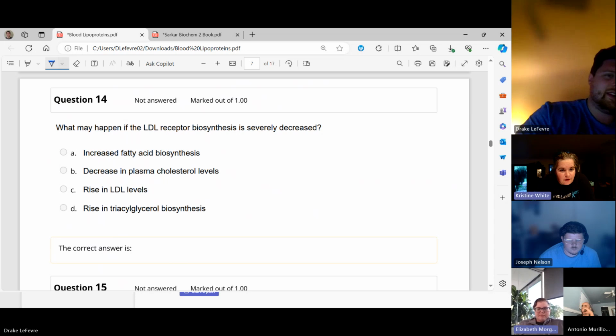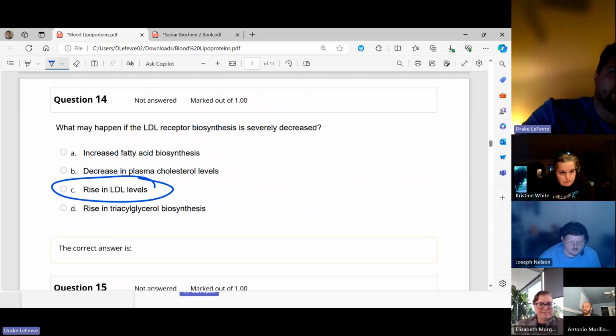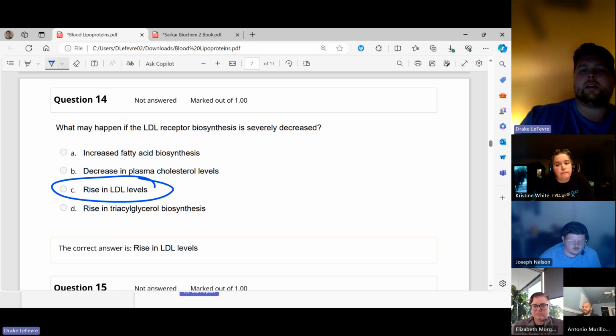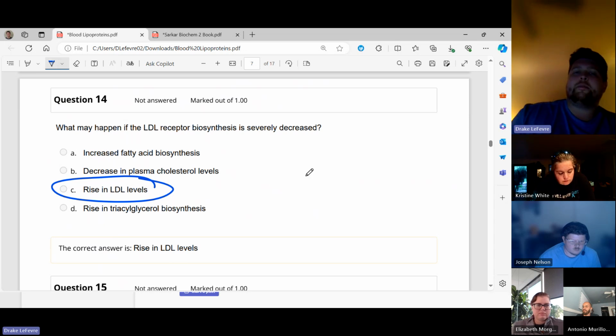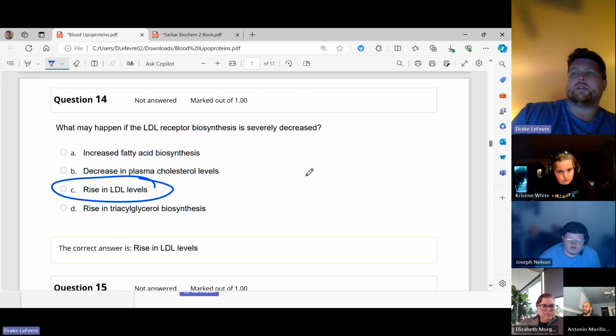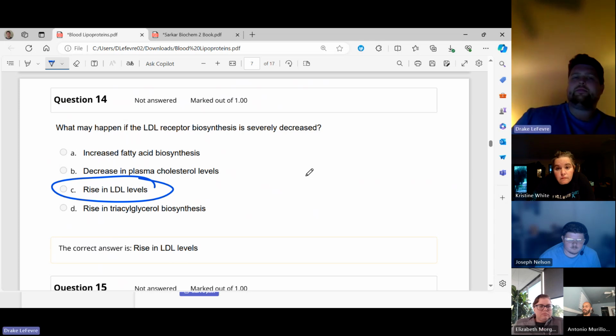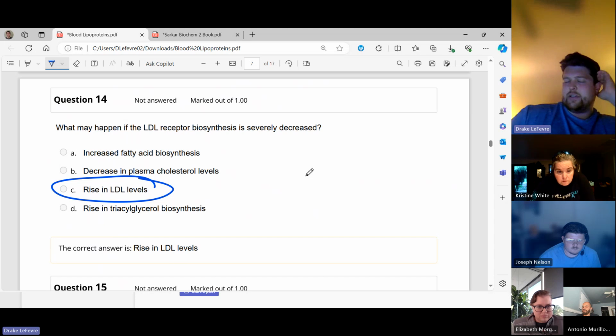Rise in LDLs. Yeah, because if the receptors are messed up, kind of like what we talked about earlier today with type 2 diabetes, you get decreased insulin receptor biosynthesis, so you have less sensitivity to it. And so in order to fix that for treatment, you inject yourself with even more insulin to do the job.